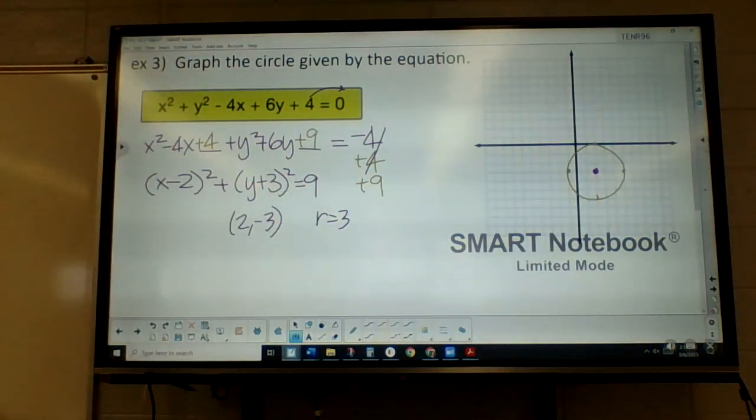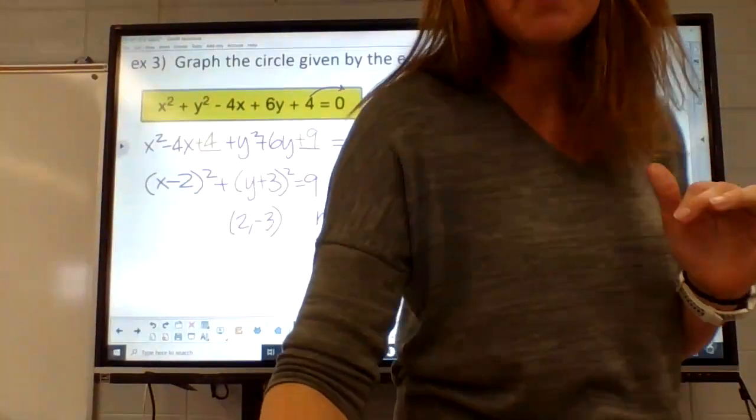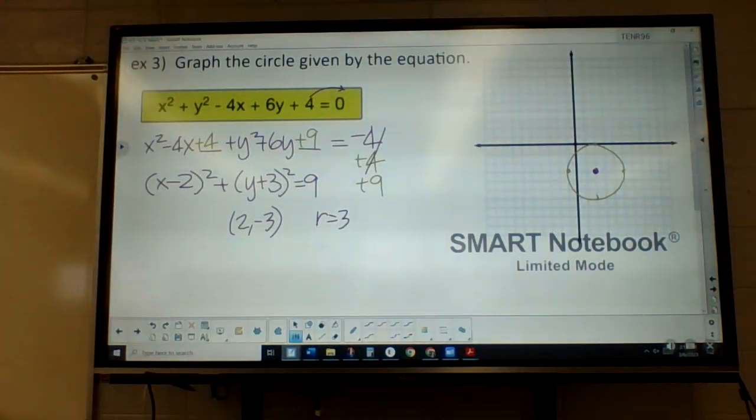So our worksheet is just to go through these 3 again. Like I said, next class we'll learn a new type of, it's actually parabolas. We've known those before. We're just going to get a little bit more complex with them than before.